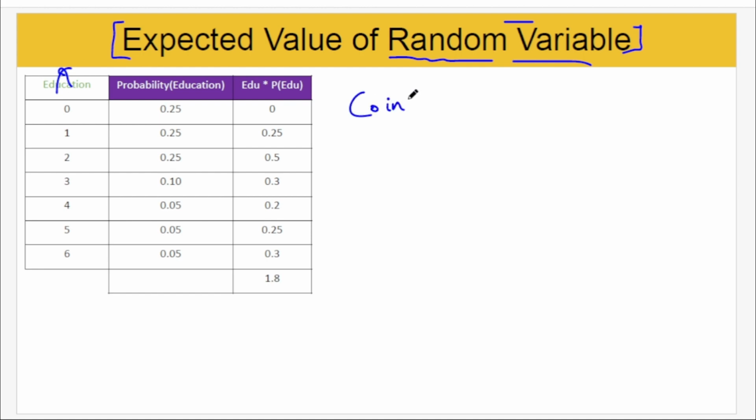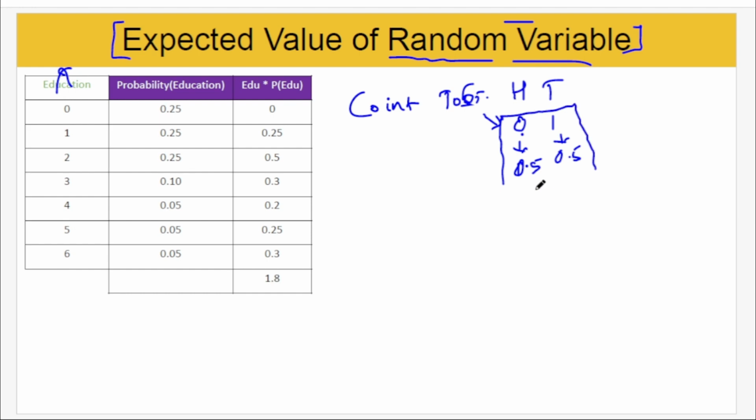There is a coin toss. What are the possible outcomes? Head or tail. We will now convert it into a random variable, 0 and 1. What is the probability that it will take head or 0? 1 by 2, 0.5, 0.5. Okay, this much you know about the random variable and probability mass function. Now I am having another problem.